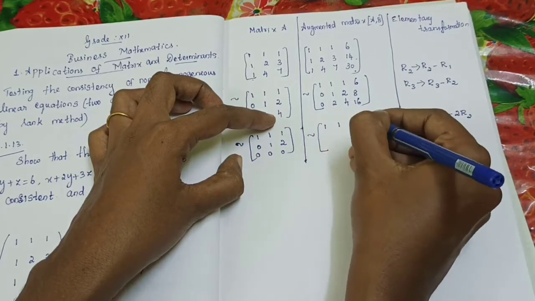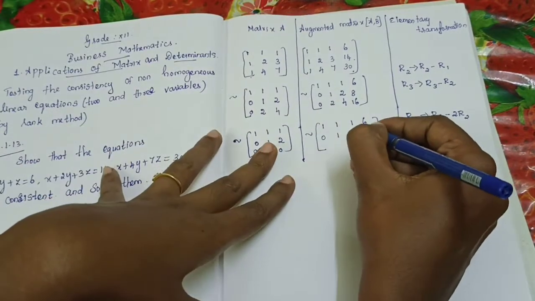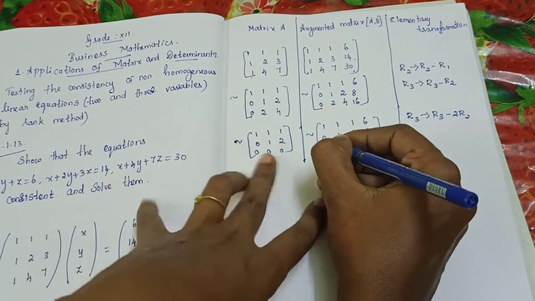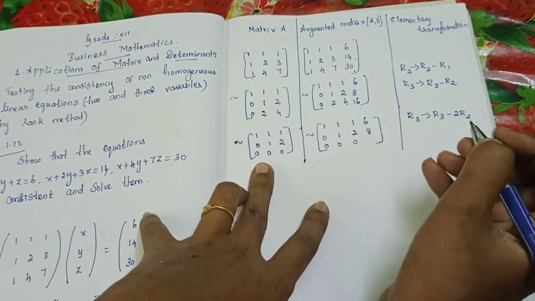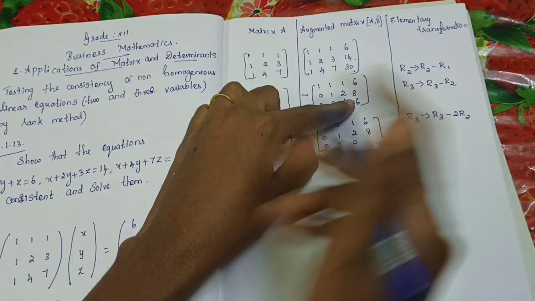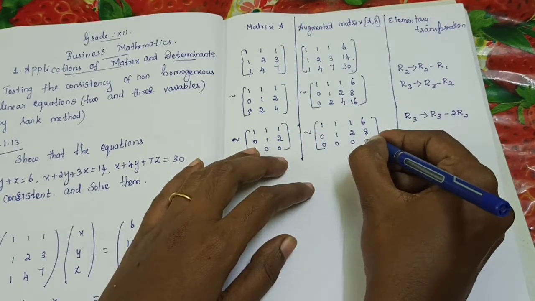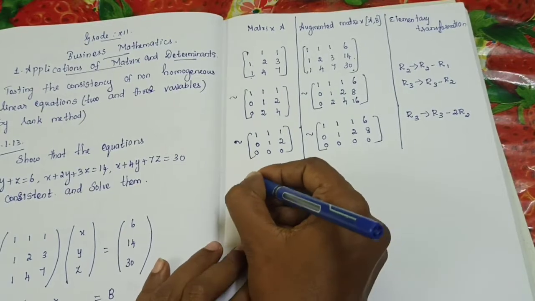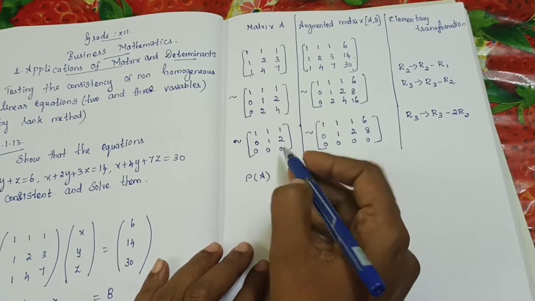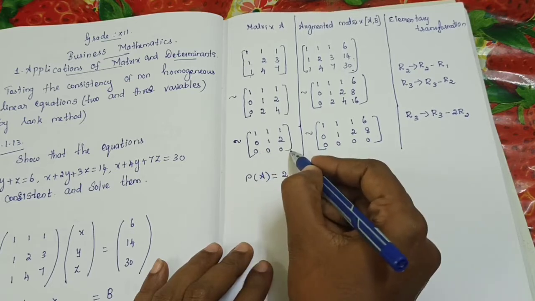So 1 1 1 6. The second row as it is: 0 1 2 8. Here the first three entries are 0 0 0. The last alone you need to check: 16 minus 2 into 8, so this is also 0. Now you come to know the rank of A, that is, how many non-zero rows are there? 2. Is it right? This is all 0.